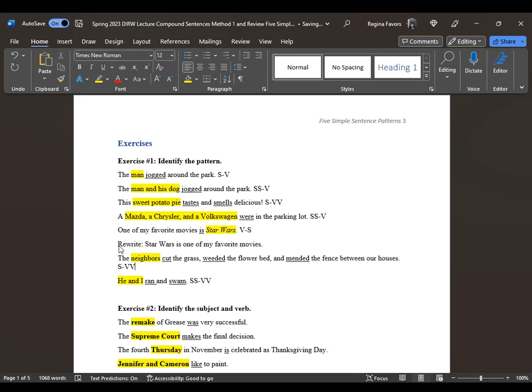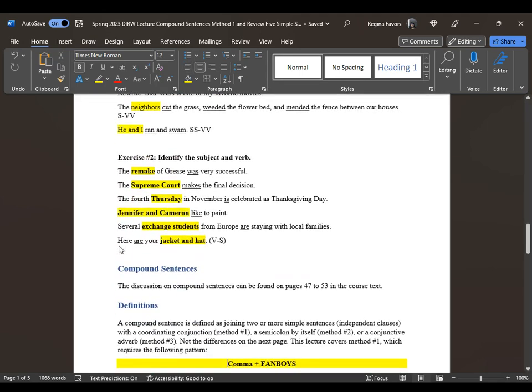And then the neighbors cut the grass, weeded the flower bed, and mended the fence between our houses. And then he and I ran and swam. And then, of course, when you identify the subject and the verb of the sentence, that also helps you to understand the sentence. So the remake of Grease was very successful.